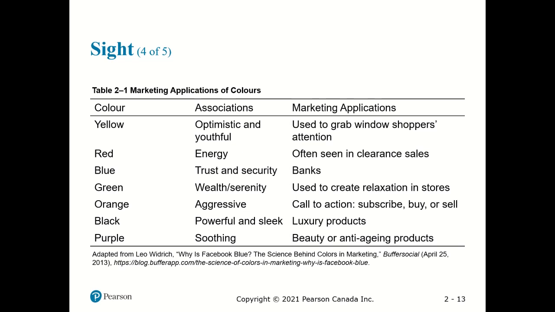Okay, so yellow color here is optimistic and youthful, and in marketing applications it is used to grab window shoppers' attention. You might have seen yellow and red colors used for advertisement purposes. Most of the time marketers use these because they are eye-catching. Red color is energy, right? We have blood in our body, so that is also energy. If we don't have blood, we don't have energy. So red color represents and is associated with energy, and is often seen in clearance sales, in red and white.